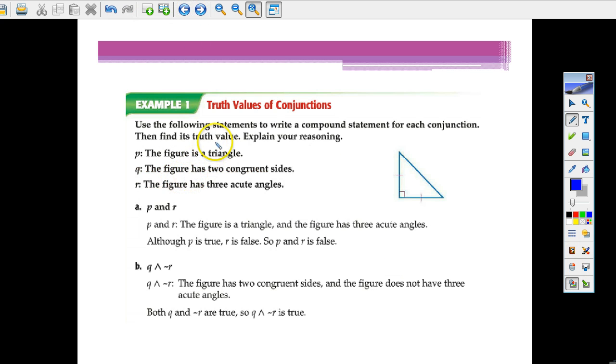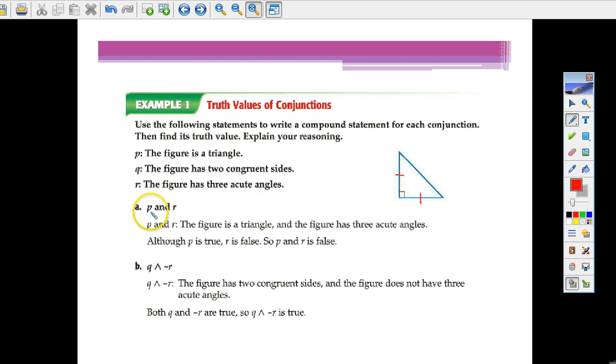All right. Truth values of conjunctions. Use the following statements to write a compound statement for each conjunction. Then find its truth value. Explain your reasoning. Statement P, the figure is a triangle. Statement Q, the figure has two congruent sides. Okay, you have congruent sides. I don't know if you can see well on here, but there's this red line going there and there. So those two are the congruent sides. Statement R, the figure has three acute angles.